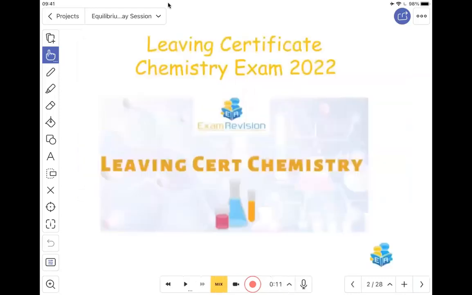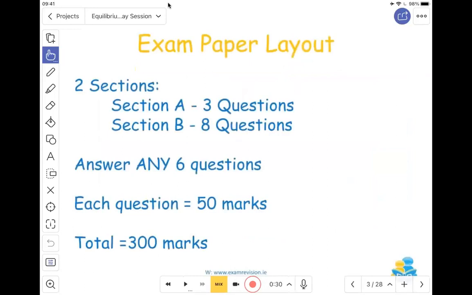So as I said, the first thing we're going to look at today is the Leaving Cert Chemistry exam for 2022. And in 2022, the exam will have the following layout. There will be two sections, Section A and Section B. Section A will have 3 questions and Section B will have 8. And this year, you are allowed to answer any 6 questions on the paper. So you don't have to answer a specific amount from each section. You can answer any 6. Each question will carry 50 marks, giving a total of 300 marks for your paper.